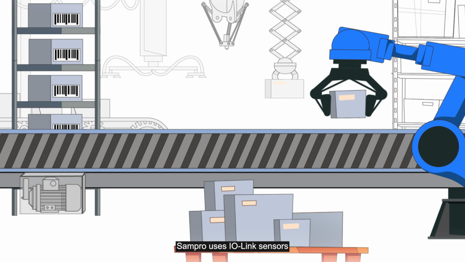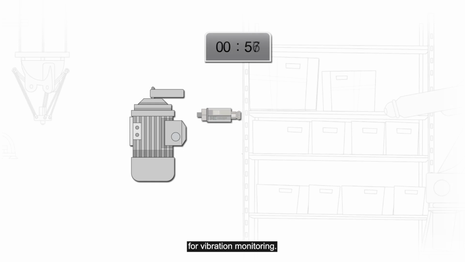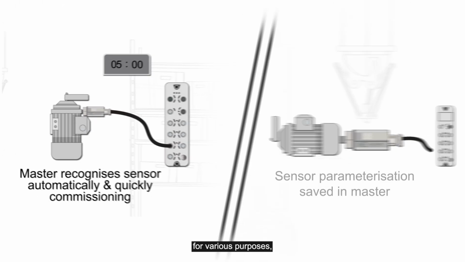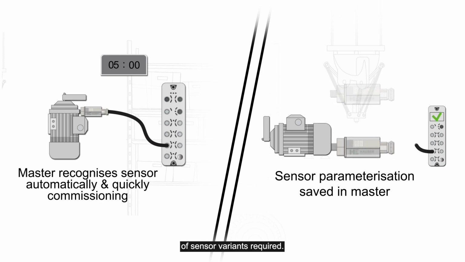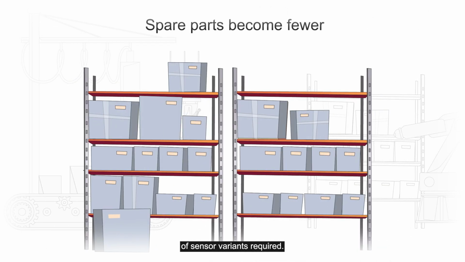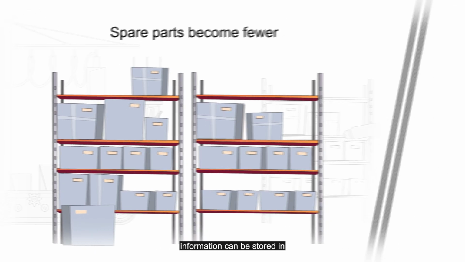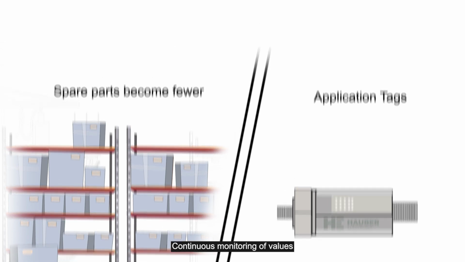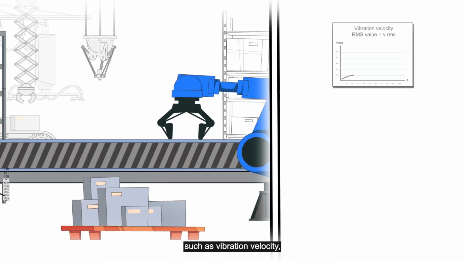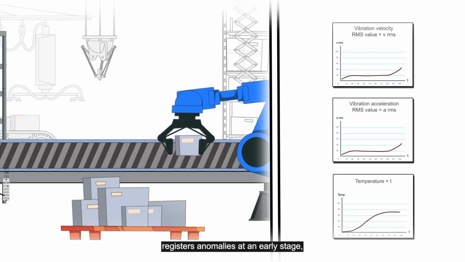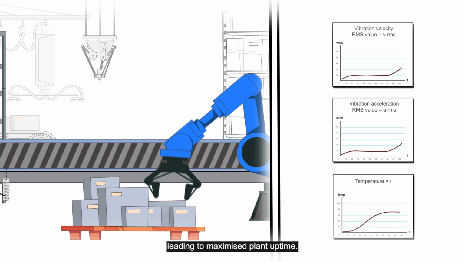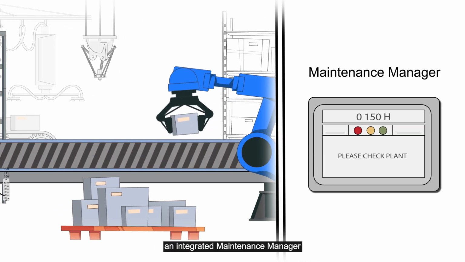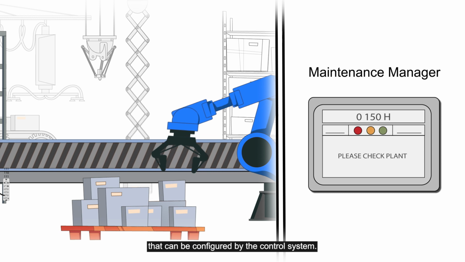To prevent this, SAMPRO uses IOLink sensors for vibration monitoring. These sensors can be adjusted for various purposes, which reduces the total number of sensor variants required. In addition, application-specific information can be stored in IOLink tags. Continuous monitoring of values such as vibration velocity, acceleration, and temperature registers anomalies at an early stage, leading to maximized plant uptime. The sensor features an integrated maintenance manager that can be configured by the control system.